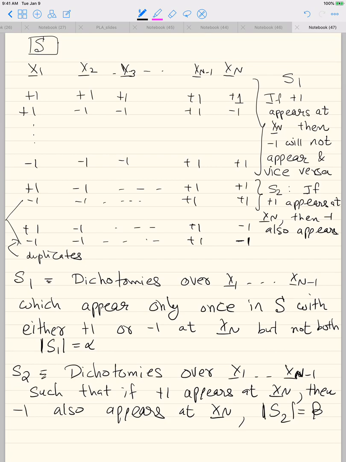Okay. So can anyone give me the size of S, the original set in terms of these quantities, alpha and beta, the size of S1 and the size of S2? Can anyone give me what the size of the original set will be in terms of alpha and beta? Someone other than you, if you understand.